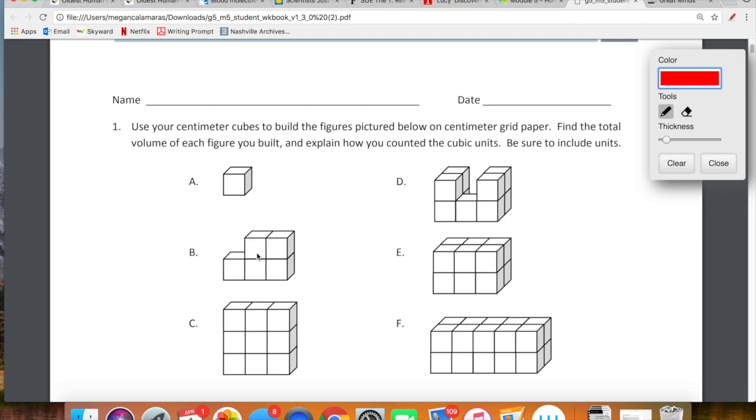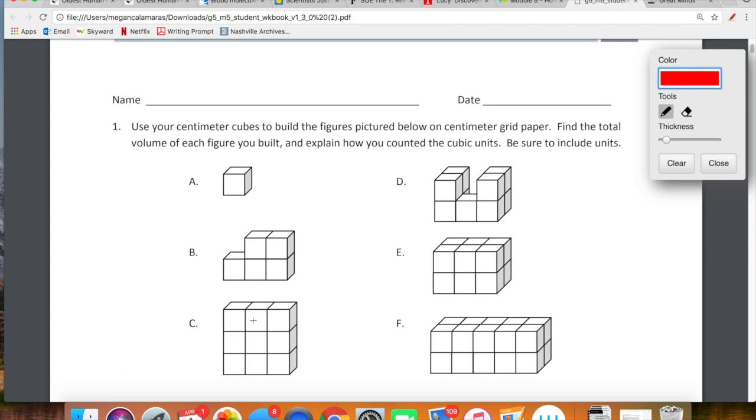Now let's look at B. This is three-dimensional, of course. Let's check out this three-dimensional space and determine how many cubes it takes to make up this figure. Well, we have 3 on the bottom and 2 on the top. So the volume of B is 3 plus 2, 5 cubic centimeters. It's a lot less fun without color, I must say.